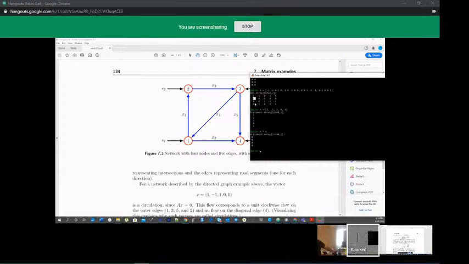There are 2 different ways to think about these network graphs: as a set of nodes or as a set of edges. Exactly. So let's just look at node 1, for example. Node 1 has 3 edges. It has 1, 2, and 4. 1 and 2 are leaving node 1, so it has a 1. Node 4 is coming to 1, so it has a -1.